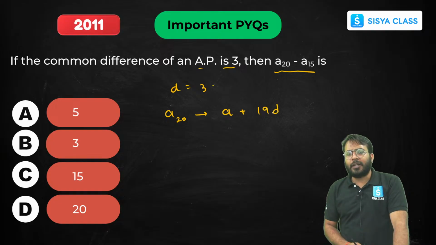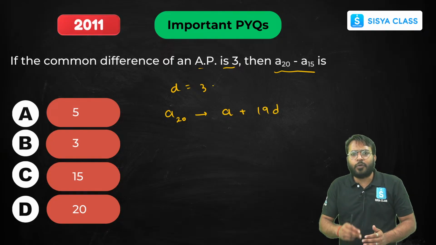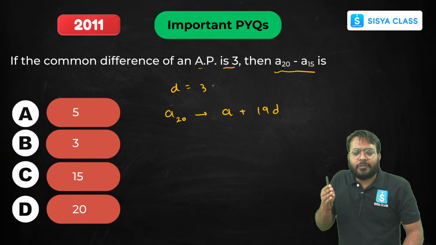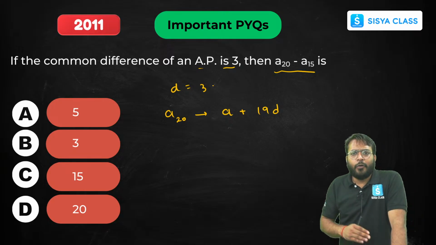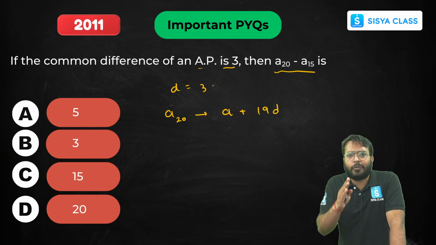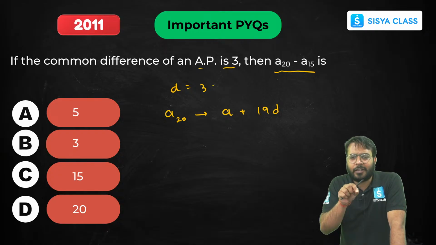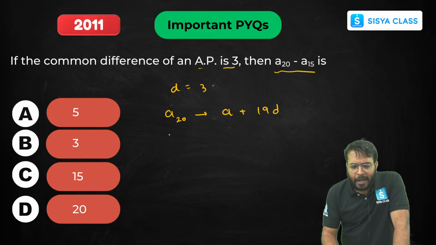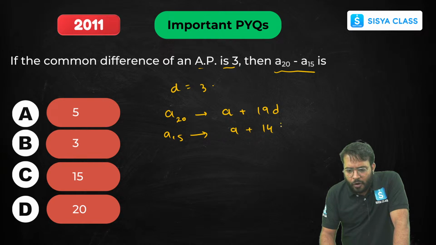मैंने बोला था ना 10th टर्म फाइंड आउट करना है तो A प्लस 9D. 7th टर्म फाइंड आउट करना है तो A प्लस 6D. 50th टर्म फाइंड आउट करना है तो A प्लस 49D. 100th टर्म फाइंड आउट करना है तो A प्लस 99D. इन द सेम वे, 20th टर्म इज गोइंग टू बी A प्लस 19D. अगर आपको 15th टर्म फाइंड आउट करना है बेटा, तो A प्लस 14D. Yes or no?